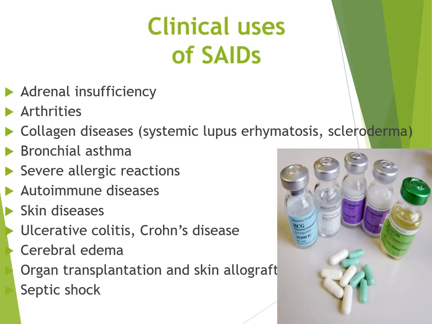On this scheme, we see all the clinical uses of steroidal anti-inflammatory drugs that we discussed one slide ago. Also, we use glucocorticosteroids as substitution therapy in adrenal insufficiency. All these diseases that you see in this slide, we discussed with you. Also, in ulcerative colitis and Crohn's disease, we use it. In intestinal disease, I didn't tell you about it.